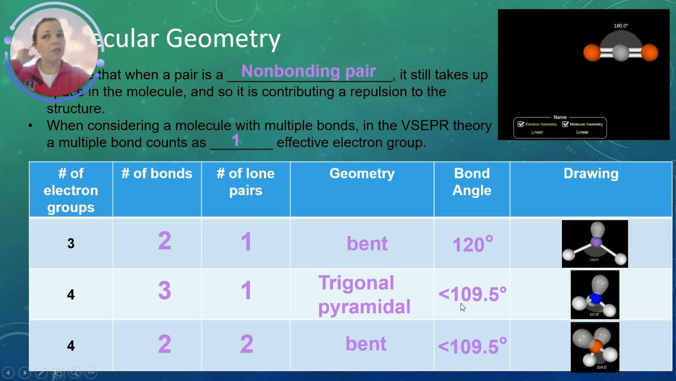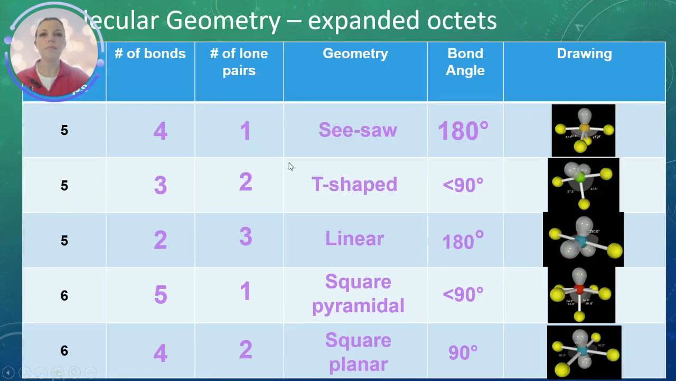Now, I do want you to know you cannot just say less than 109.5 like this. You need to say slightly less, or between 100 and 109.5, because if you just say less than 109.5, that could be anything down to 0. So you do need to be specific. So saying something like slightly less than 109.5 is probably good.